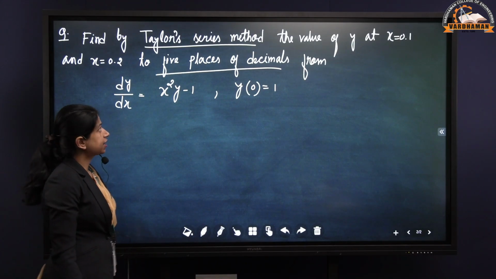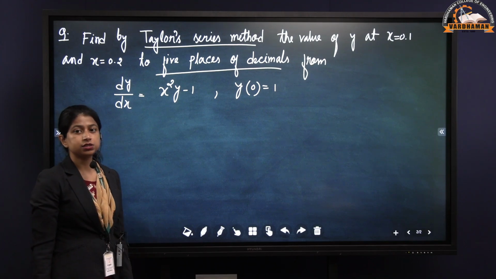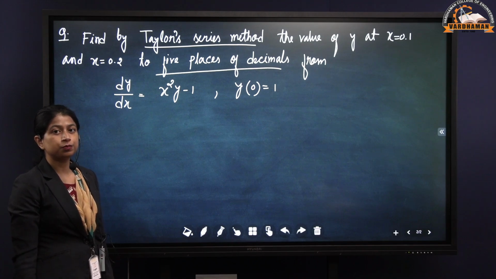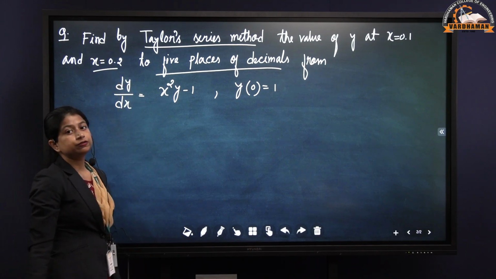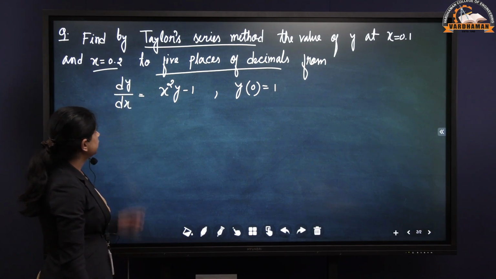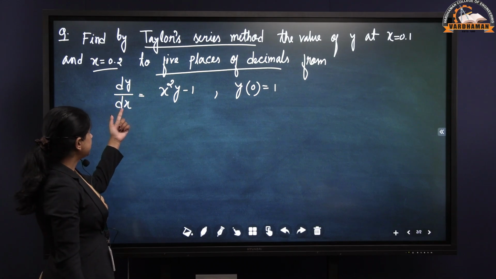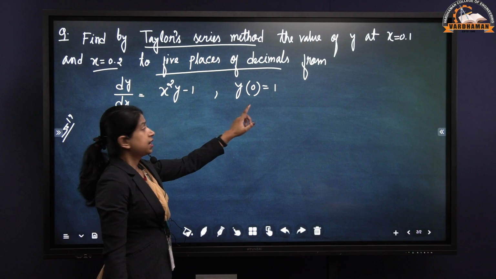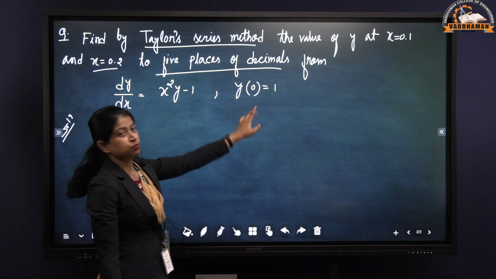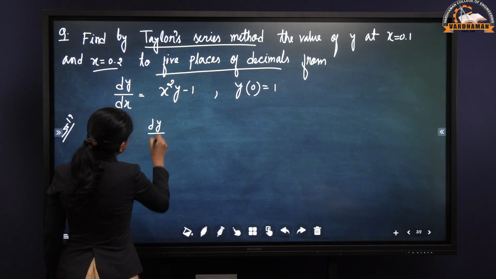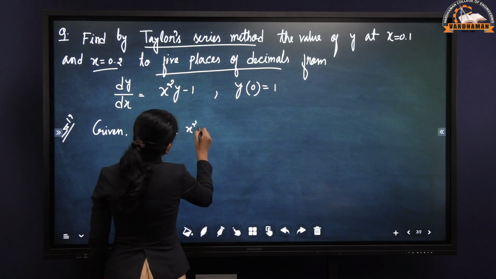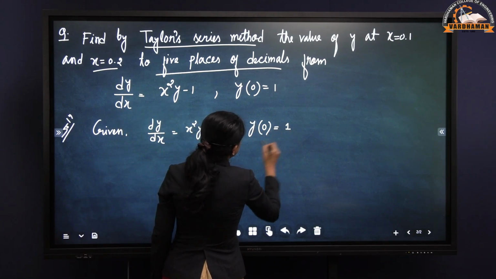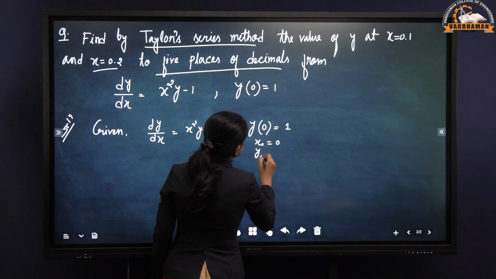Now look at this second problem where we need to use Taylor series method to find the value of y at x equal to 0.1 and 0.2 to 5 decimal places, and the equation is given by dy by dx is equal to x square y minus 1. Initial condition is at x equal to 0, y is 1. Okay, given dy by dx is equal to x square y minus 1, and condition is y(0) is 1. That means x naught is 0, y naught is 1.